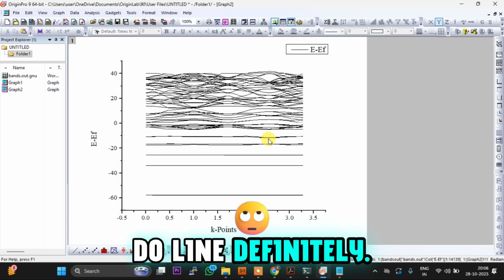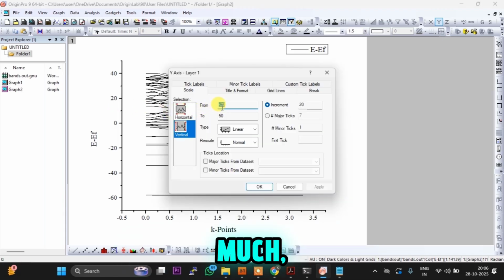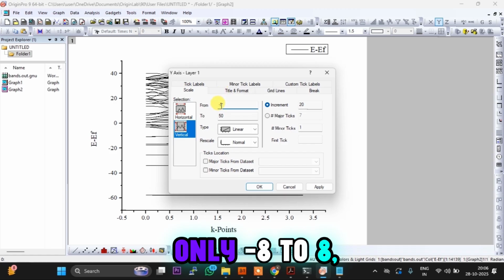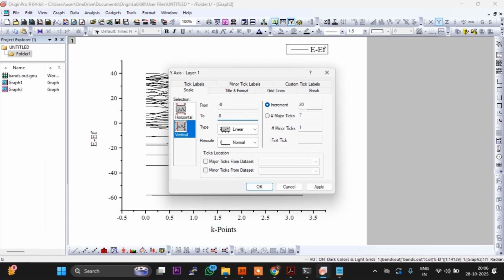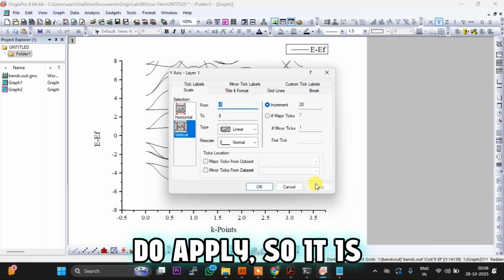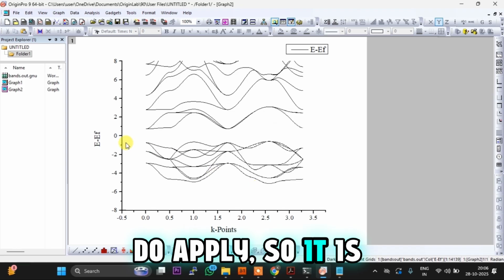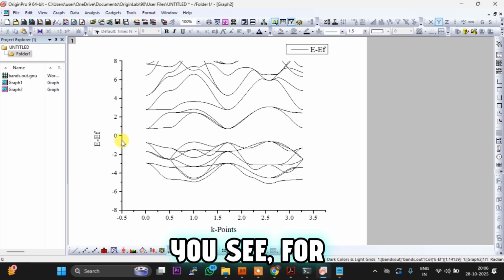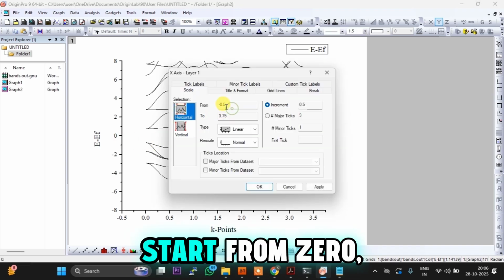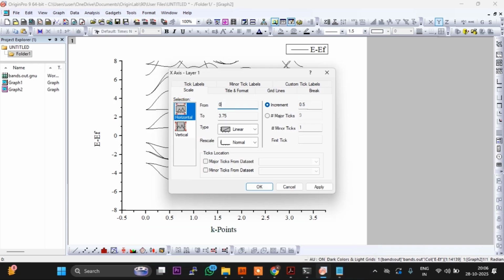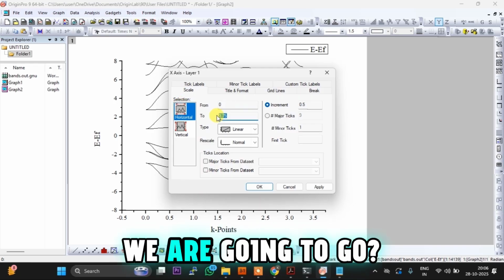Do line, definitely. We don't need this much. Maybe we will plot only minus 8 to 8. Okay. Do apply. Okay. So it is now plotted. You see, for horizontal, we are going to start from 0. Up to which point we are going to go?